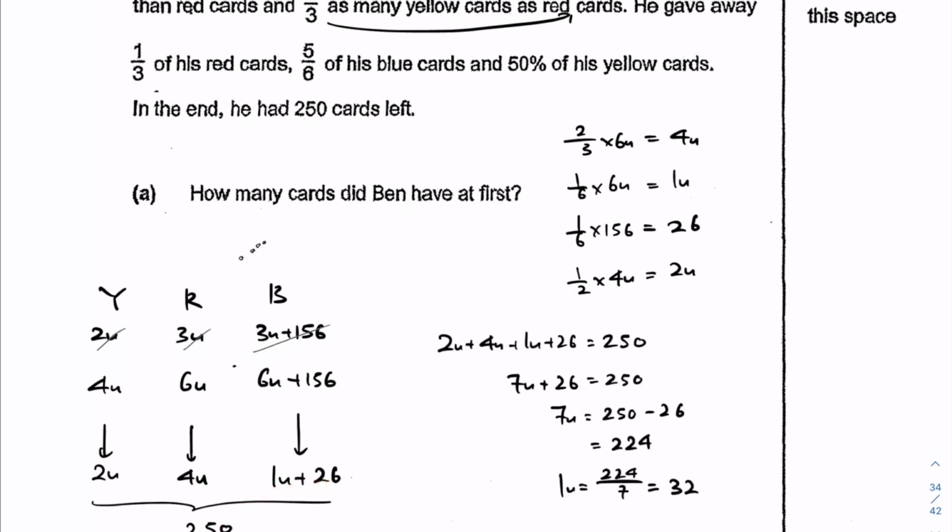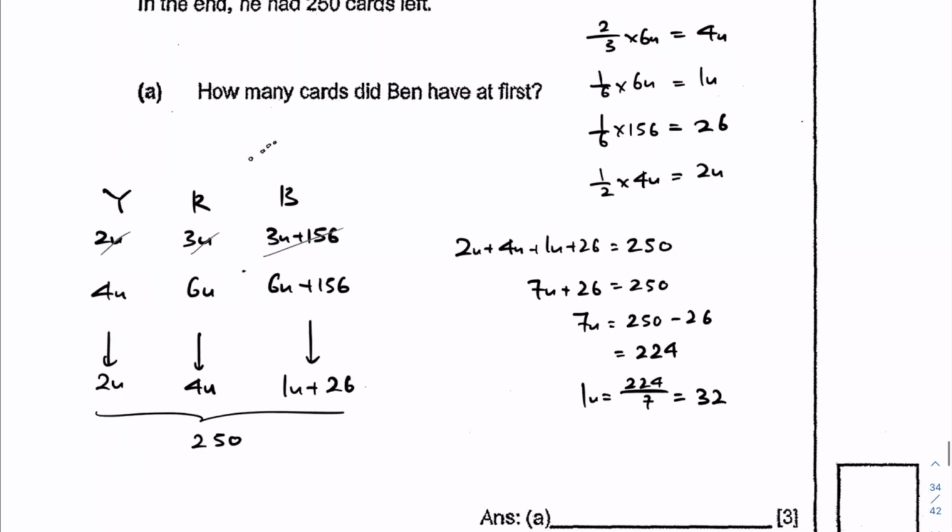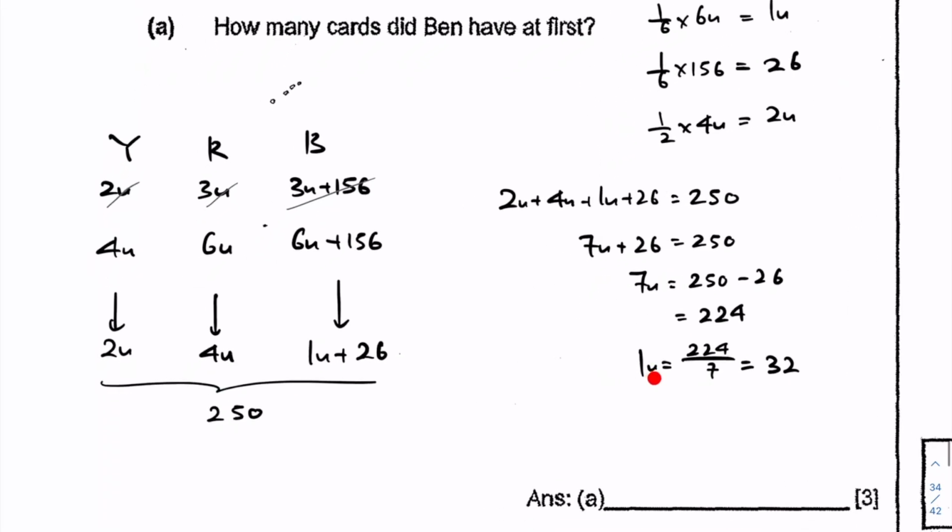From that, we can form an equation. So 2 units plus 4 units plus 1 unit plus 26 yields 250. Combine the units, we've got 7u plus 26, and subtract 26 from the right side. Next one, we can find 1 unit being 32.